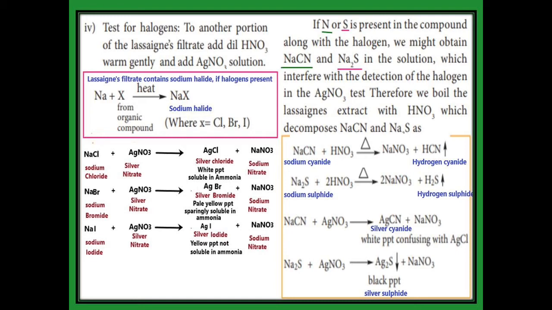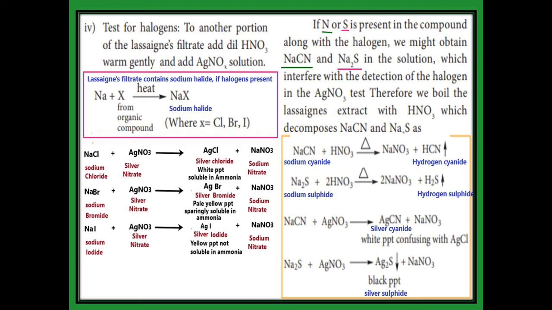Suppose we have bromine. That bromine reacts with the sodium and gives sodium bromide, NaBr. That sodium bromide reacts with the silver nitrate and gives AgBr and sodium nitrate. The color of silver bromide is a pale yellow precipitate. That pale yellow precipitate is sparingly soluble in ammonia. Suppose we have iodine in that organic compound. First of all it produces sodium iodide. That sodium iodide reacts with the silver nitrate and gives silver iodide. The color of this compound is a yellow precipitate, and that yellow precipitate is not soluble in ammonia.